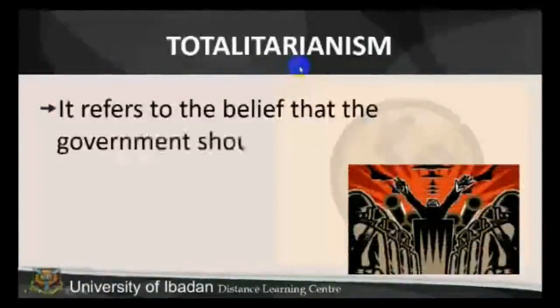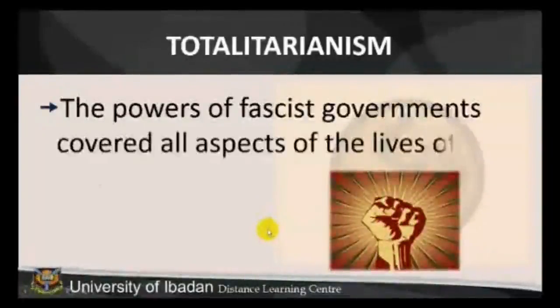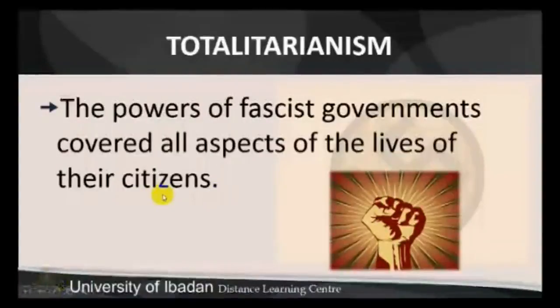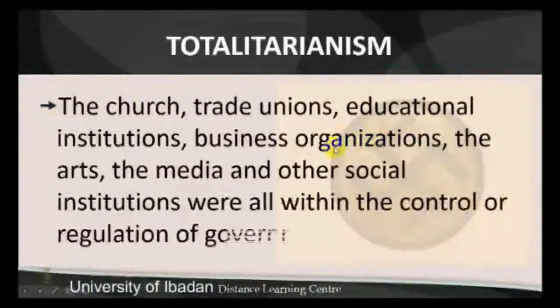Totalitarianism. Totalitarianism refers to the belief that the government should exercise total control over virtually all aspects of social life. The powers of fascist governments covered all aspects of the lives of their citizens. The church, trade unions, educational institutions, business organizations, the arts, the media, and other social institutions were all within the control or regulation of government.